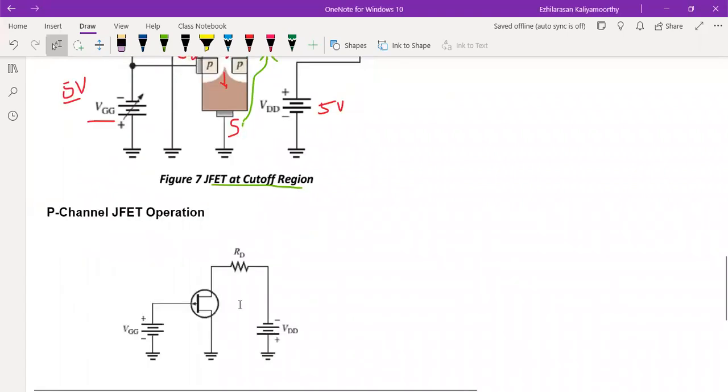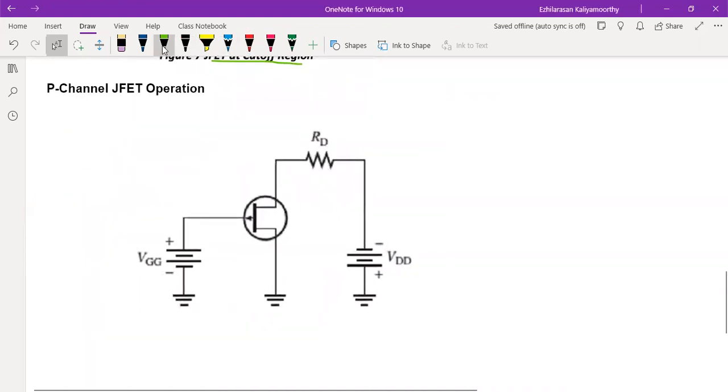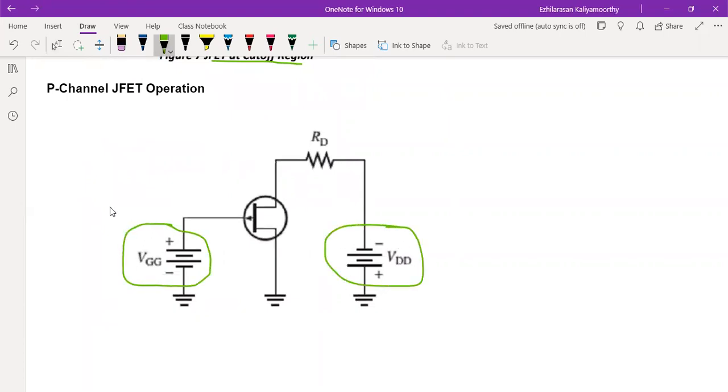See here, let me show the diagram. You can see this diagram. Compared to your previous one, the important note you have to make is this. VGS should be positive, okay. Then VDS should be negative. So the operation will be same as your NMOS. Because in the examination they may sometimes ask you to write the construction and the working principle of P channel JFET operation. So whatever things we said, everything will be the reverse of that you have to do.